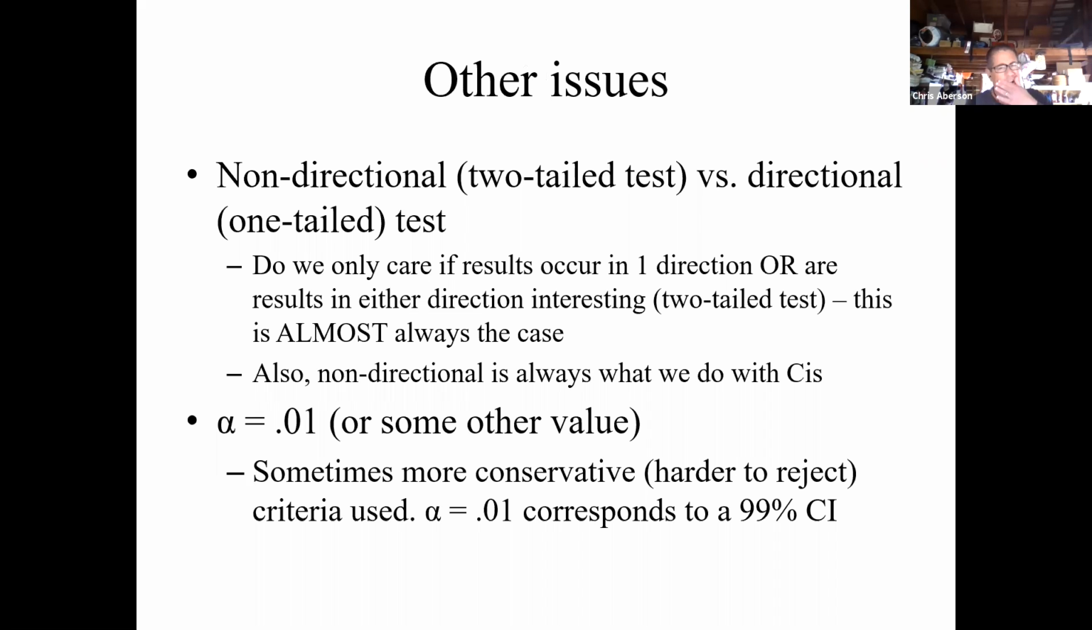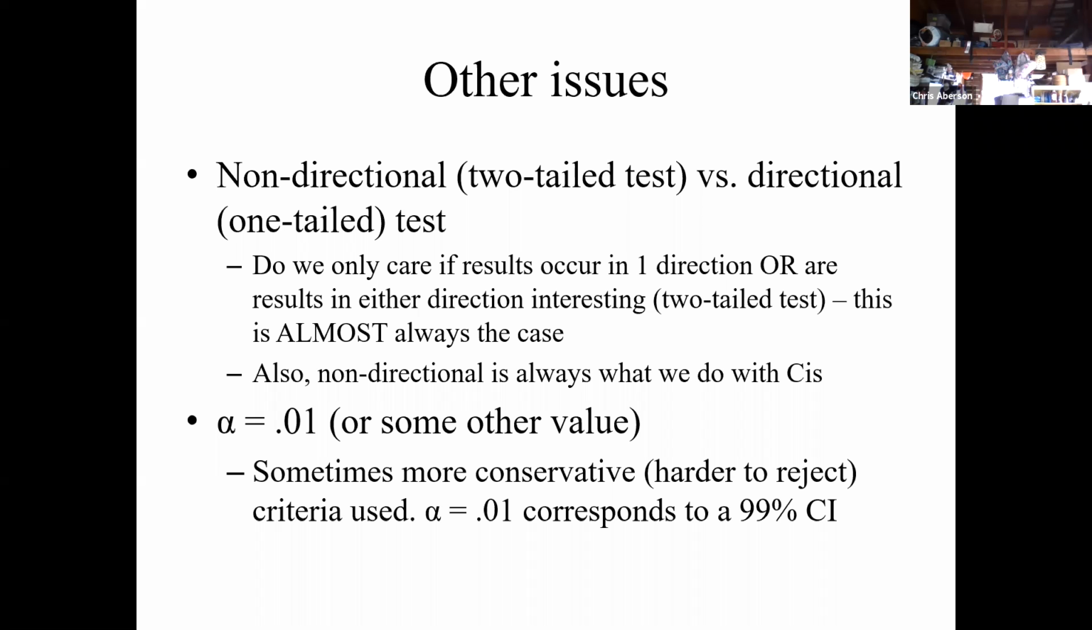A couple other issues that I don't think are very important, but you will see them get a lot of coverage in some sources. Directional versus non-directional tests, or two-tailed versus one-tailed tests. We use a two-tailed approach because it can produce a confidence interval, whereas a one-tailed test cannot. Some people sometimes argue for use of a one-tailed test because they only care about effects in a certain direction. So you'll occasionally see those used.